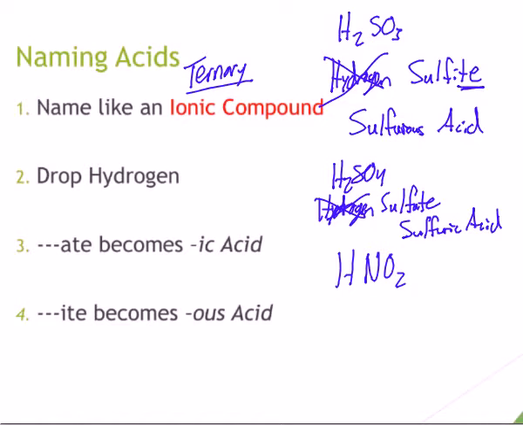So really, much like ite and ate, guys, we're talking about the oxygens. When it comes to acids, the formula, if it's got one less oxygen, it has that ending ous. If it has one more oxygen, it has the ending ic. Similar to our ite versus ate. That's why we're looking at the endings there.